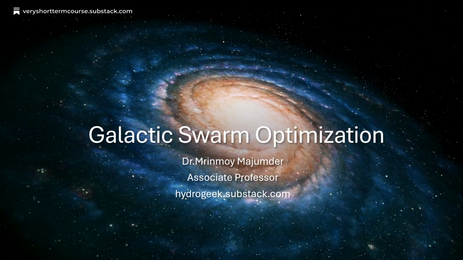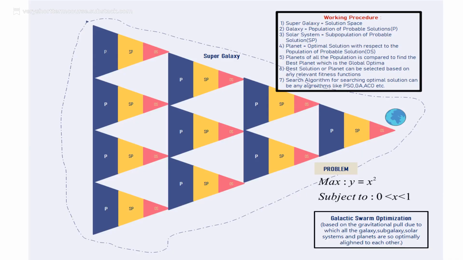Today I will discuss Galactic Swarm Optimization. This is a very easy optimization algorithm which mimics the gravitational pull that exists between galaxies, subgalaxies, solar systems and planets.